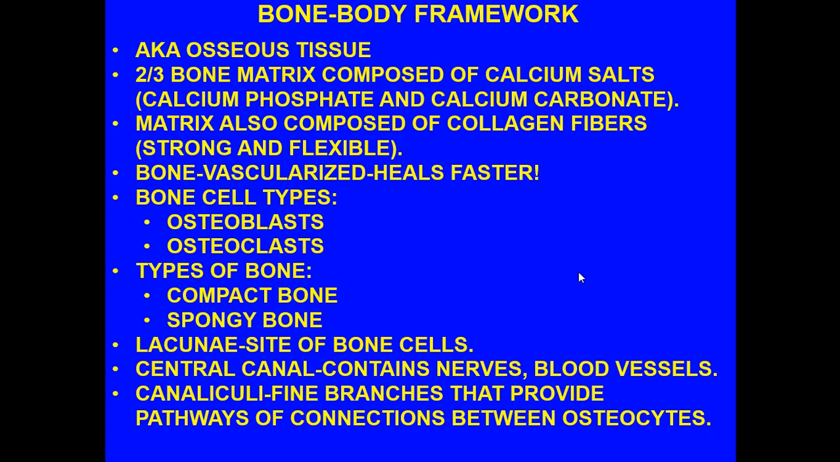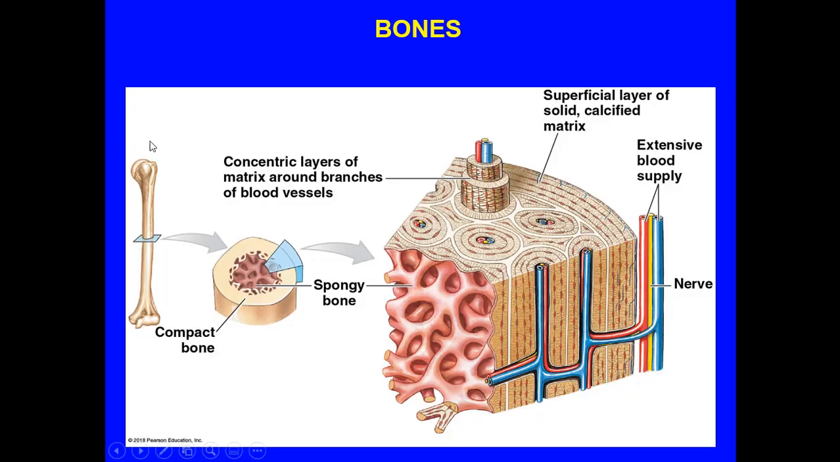We have a central canal, which contains nerves, blood vessels. Canaliculi are really these fine little branches, or actually fine little fissures that you see between the layers of the osteons. They provide pathways of connections between osteocytes.